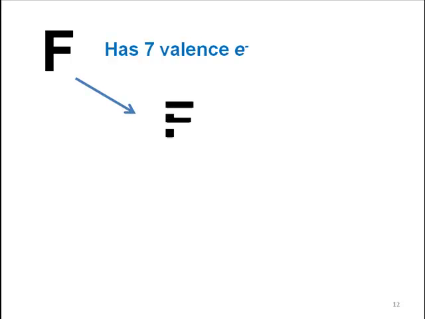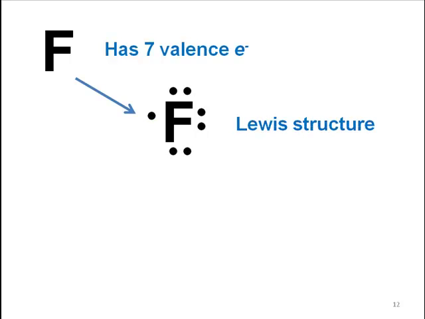Fluorine. How many dots should fluorine have? 7 dots. It's got 7 valence electrons. Okay? How do we know? Well, it's in group 7. It's also 1s2, 2s2, 2p5. So 2 plus 5 is 7. So fluorine, 1, 2, 3, 4, 5, 6, 7. That's the Lewis structure for fluorine.